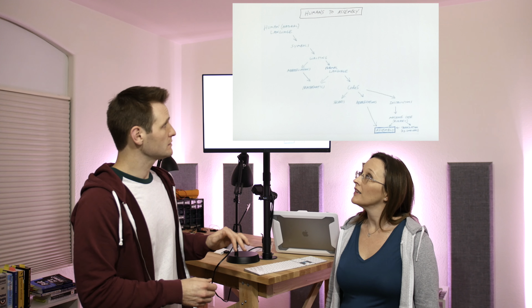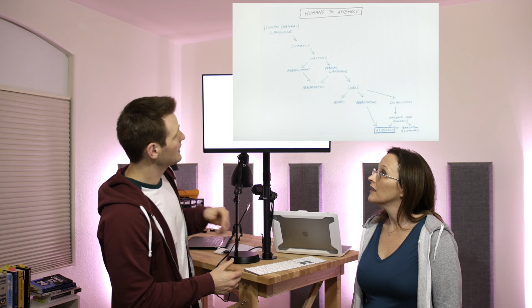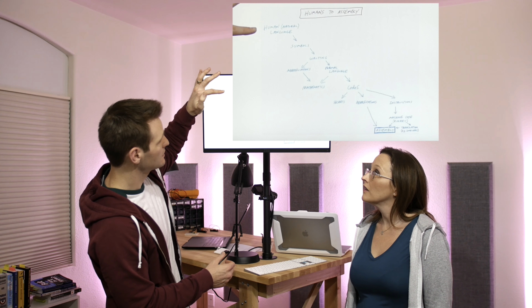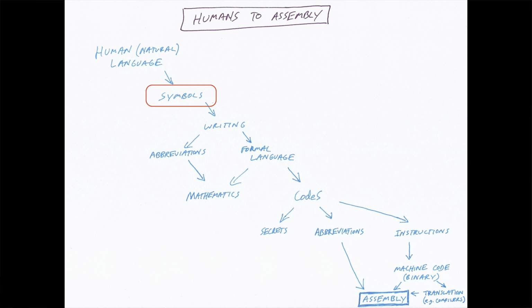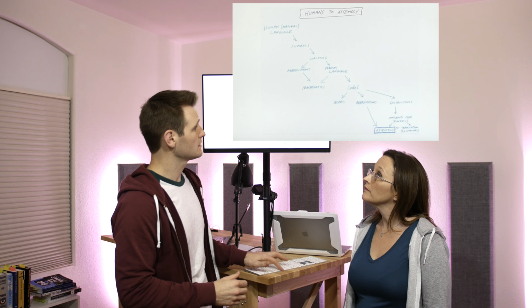We drew a diagram of how you get from human language all the way down to assembly language, assembly code. Symbols lead to writing, writing leads to abbreviations and formal languages, which leads into mathematics and then code. There are different kinds of code, different ways it's used. You get machines into the picture here and eventually end up at assembly. Have a look at that, see what you think.